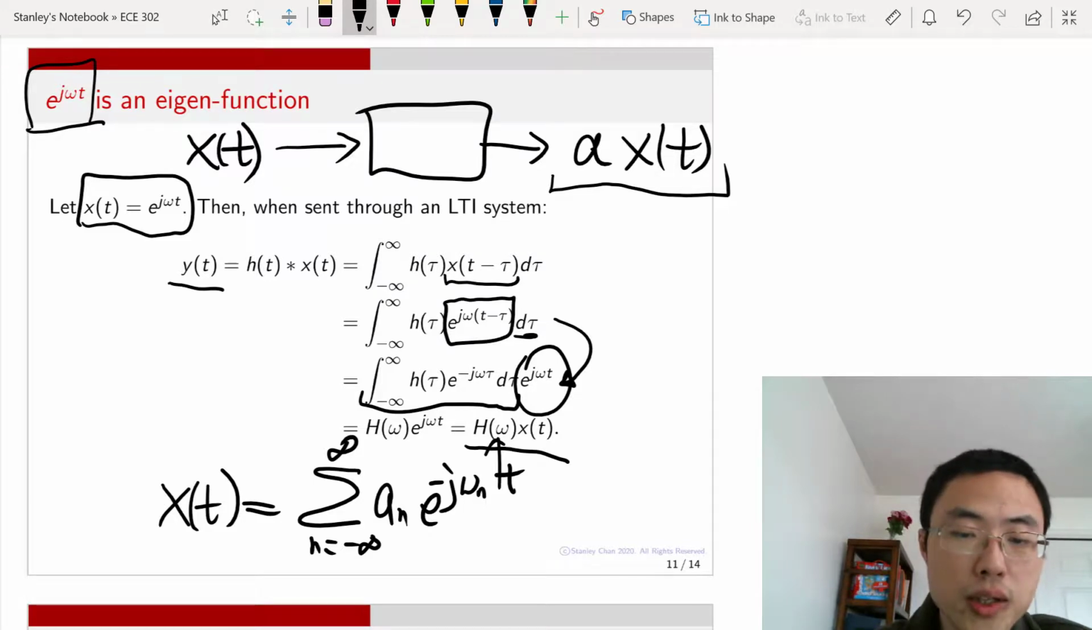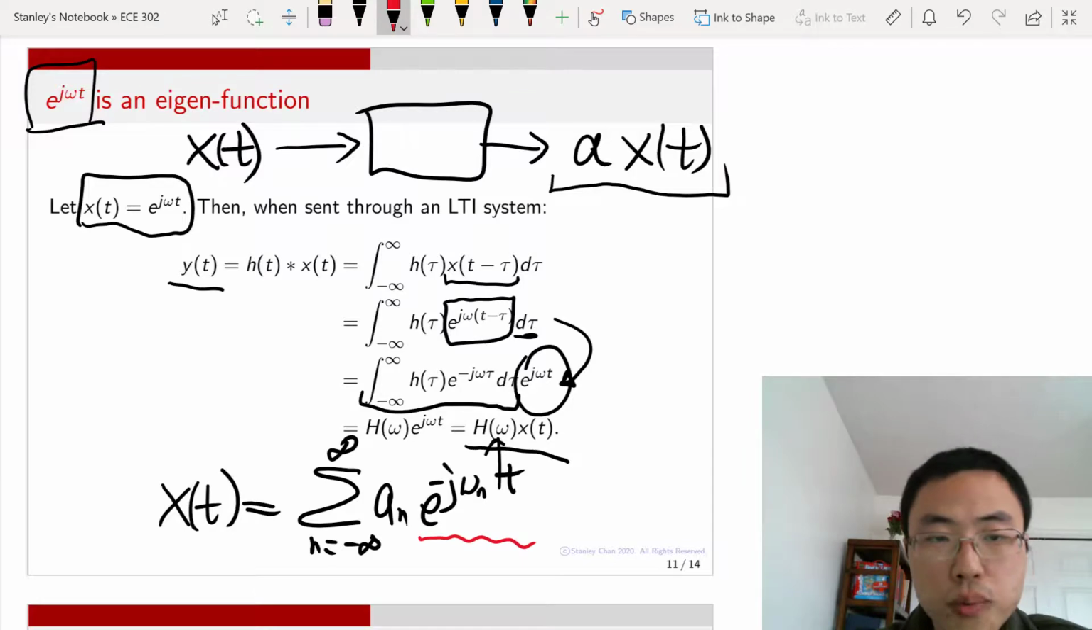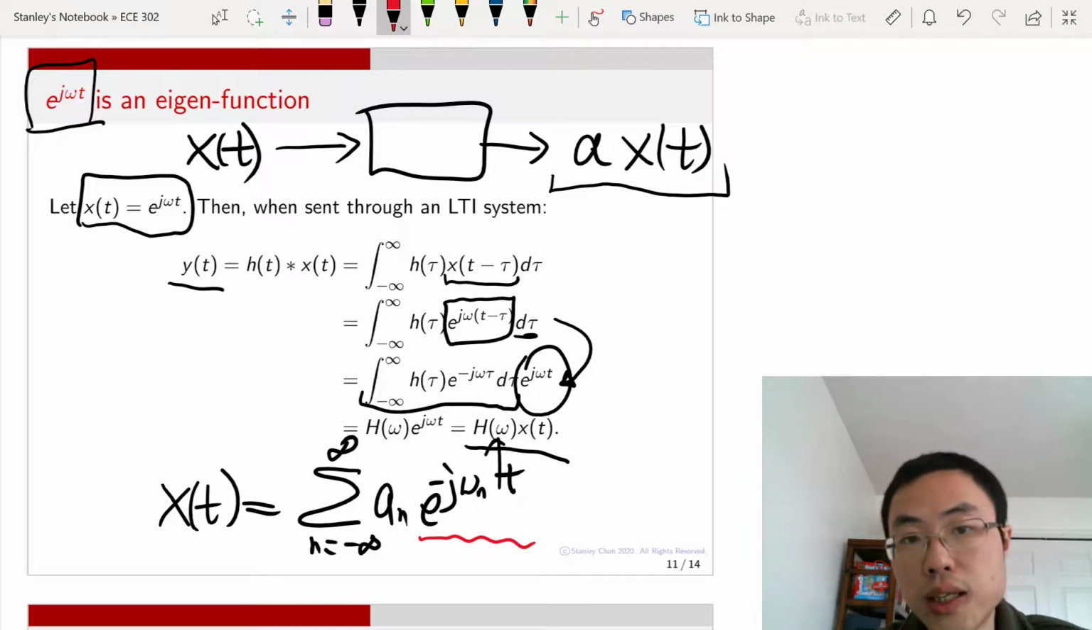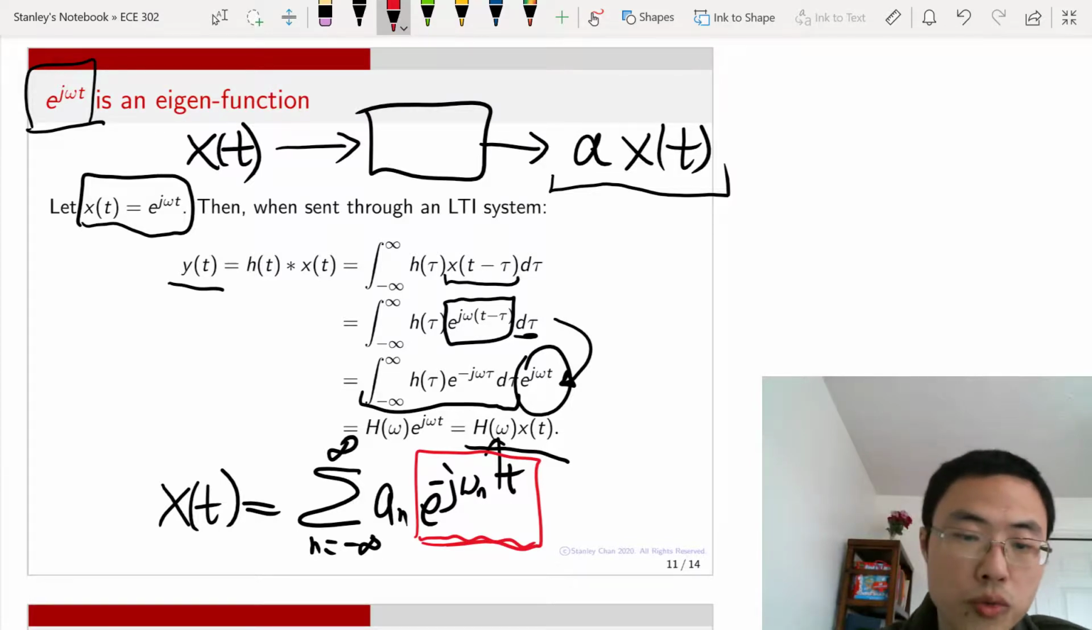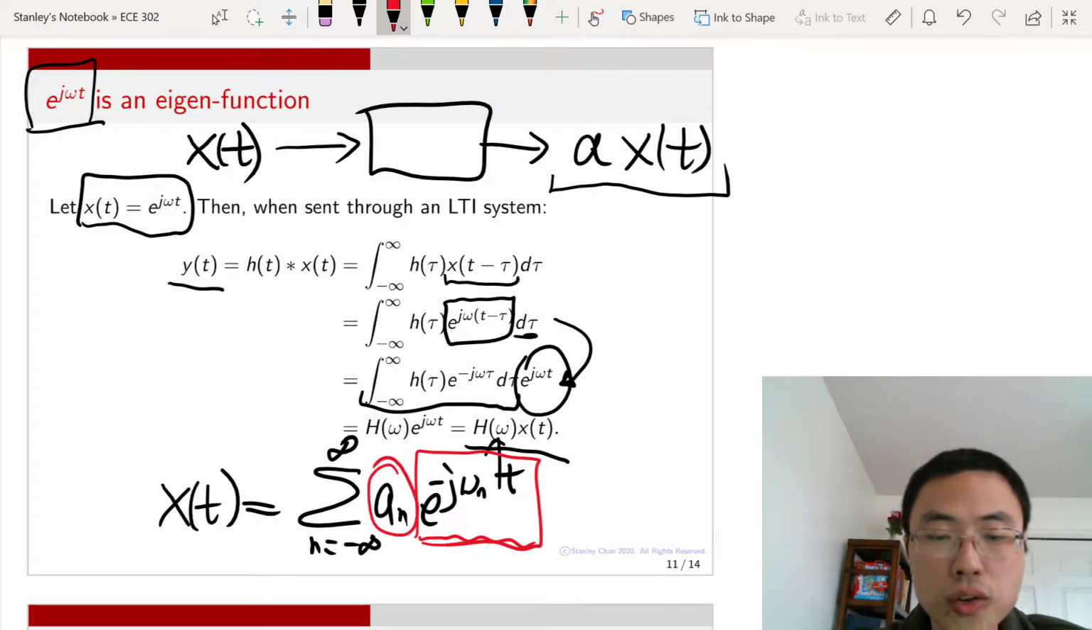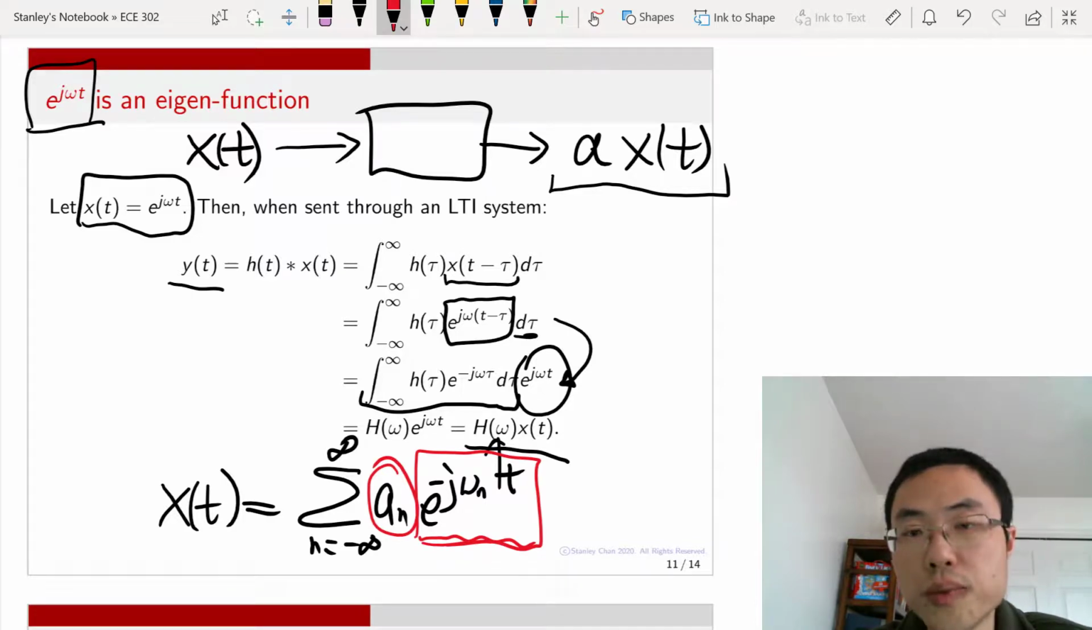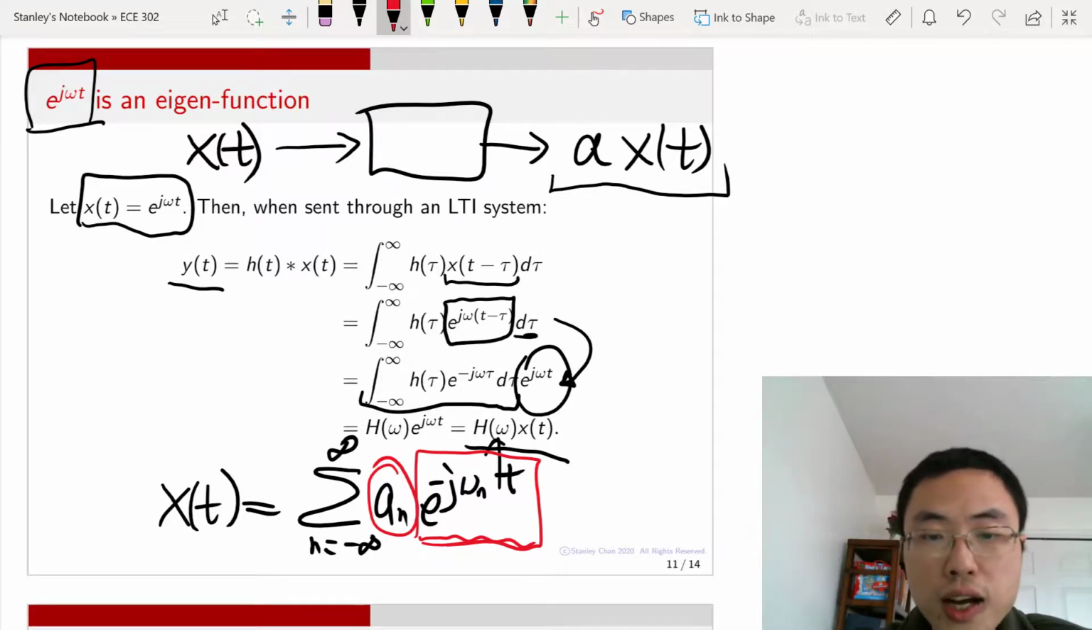And if you can write it in this infinite series, and we know that each individual component is an eigenfunction, that means as this function goes through the linear time invariant system, all these exponential functions will be preserved. What will be changed is just that your coefficient will be amplified or diminished according to some scaling constants defined by the system. The system will give you some kind of operation.